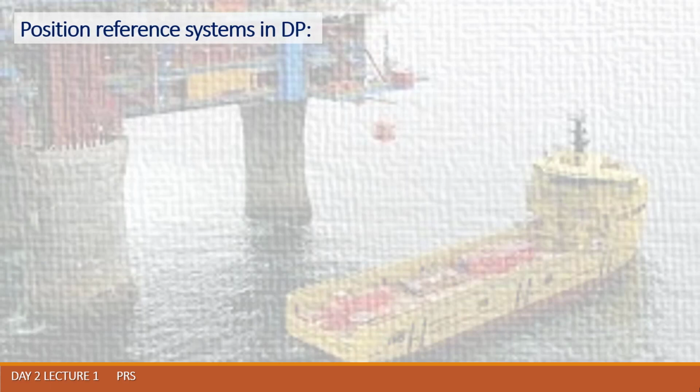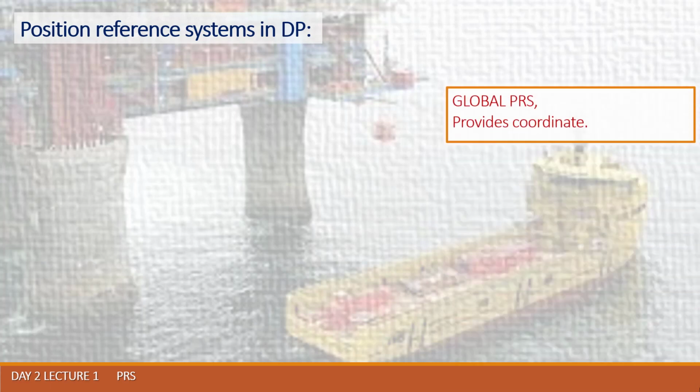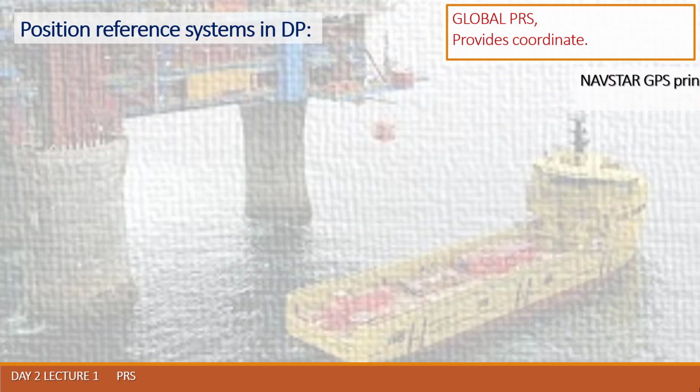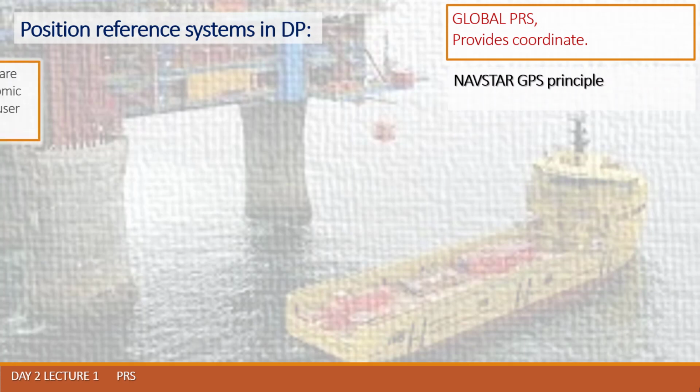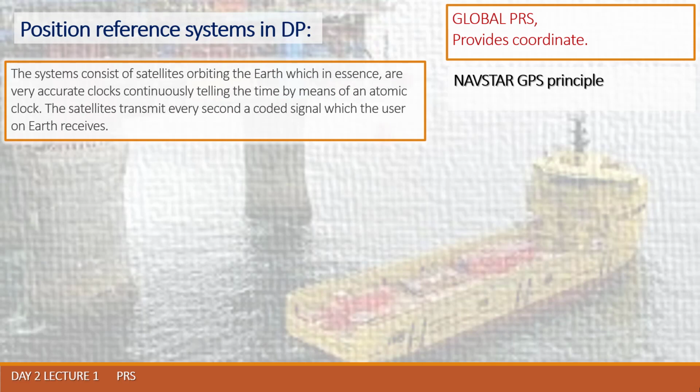Let's summarize some main principles of Navstar GPS. The system consists of satellites orbiting the Earth, which in essence are very accurate clocks, continuously telling the time by means of an atomic clock. The satellites transmit every second a coded signal, which the user on the Earth receives.